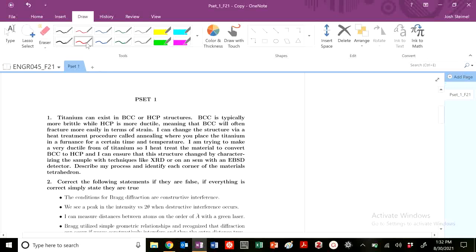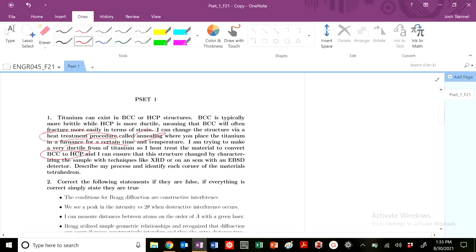Titanium can exist in BCC or HCP structures. BCC is typically more brittle, HCP is more ductile. BCC will often fracture more easily in terms of strain. I can change the structure via a heat treatment procedure called annealing, where I place titanium in a furnace for a certain amount of time at temperature, and I'm trying to make a very ductile form of titanium. So I heat treat the material to convert from BCC to HCP.